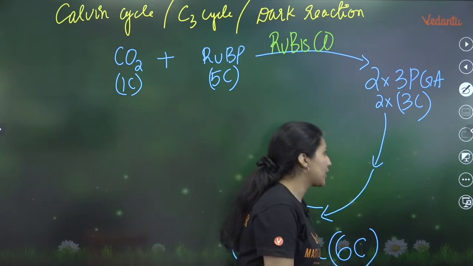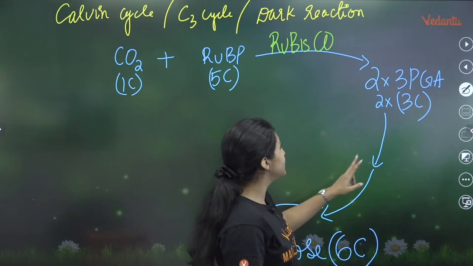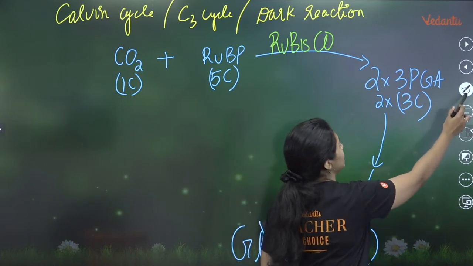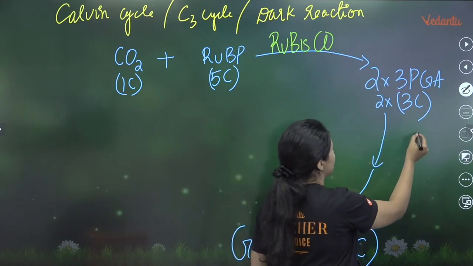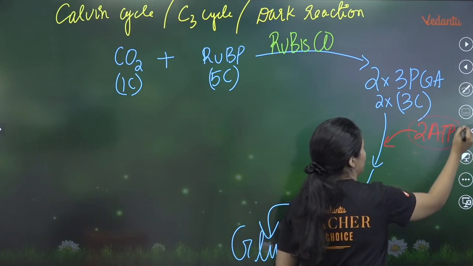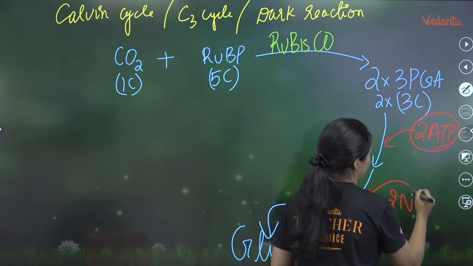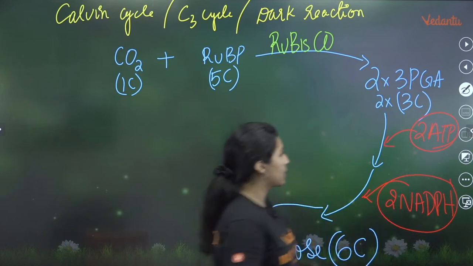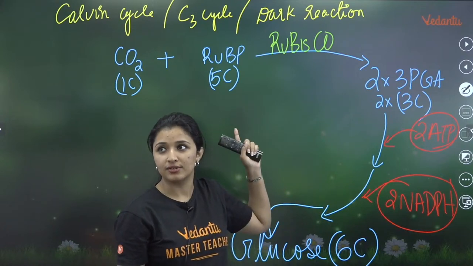Come on, guys. Okay, so here we are going to use ATP and NADPH. For every cycle, we are going to use, no, 2 ATP and 2 NADPH here. 2 ATP and 2 NADPH utilized. But from where are we getting these? We are getting these from the light reaction.